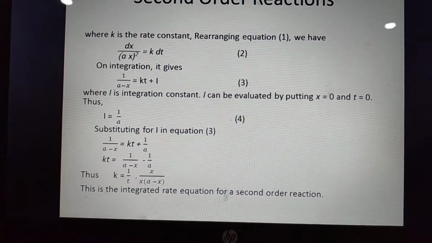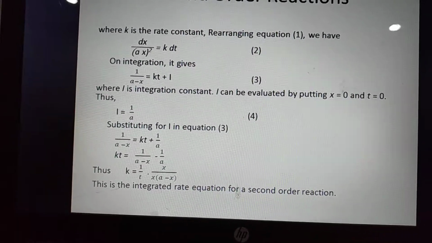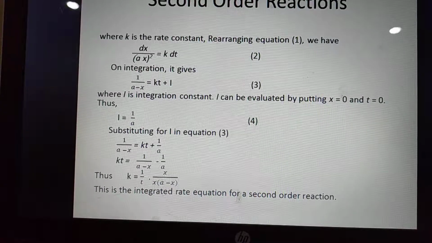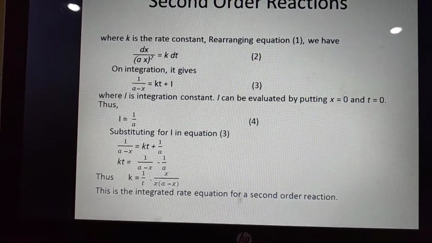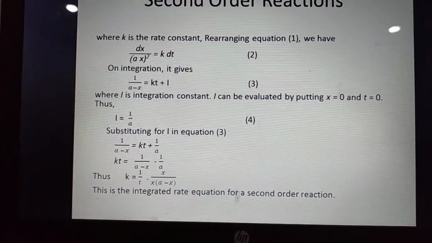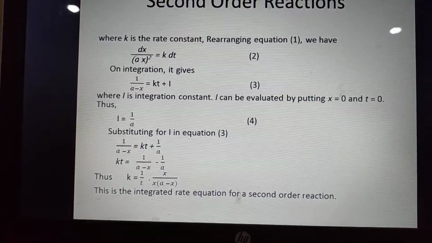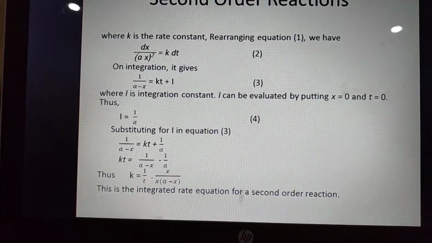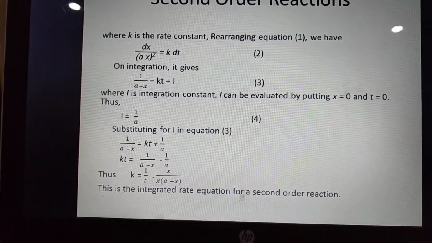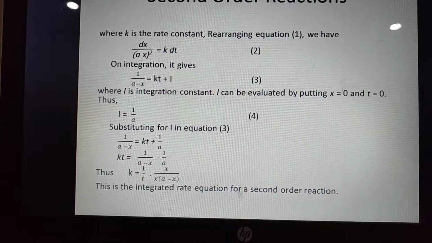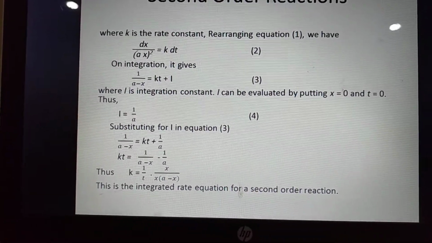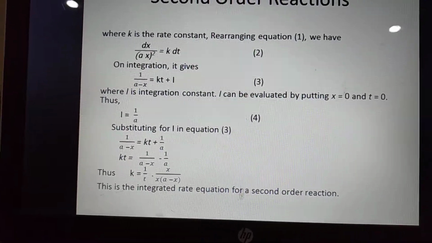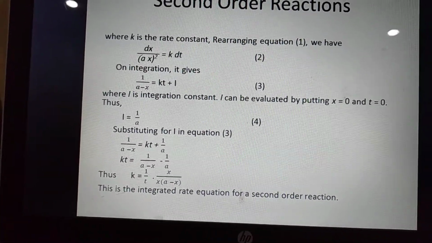Similarly, where k is the rate constant, rearranging equation 1, we have dx over (A minus x) squared is equal to k dt. On integration it gives 1 over (A minus x) is equal to kt plus I. I is the integration constant, and I can be evaluated by putting x equal to 0 and t equal to 0. So thus I is equal to 1 over A.